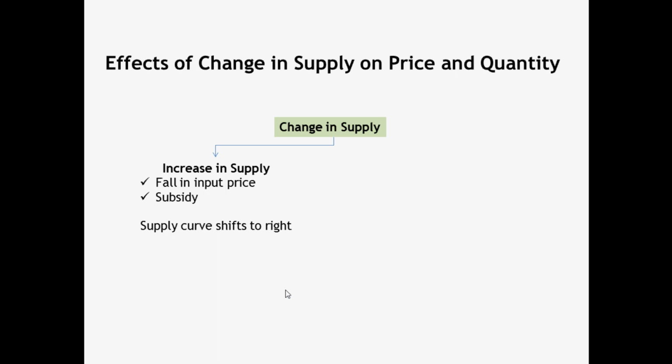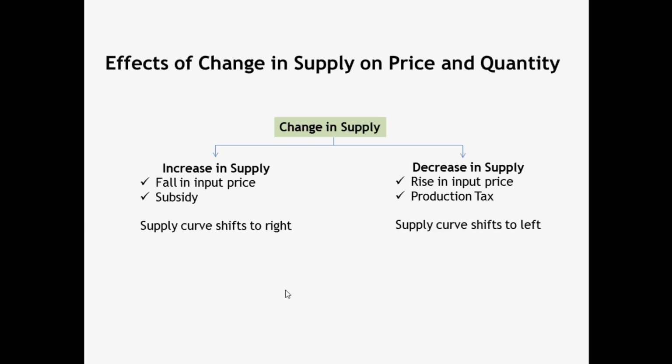Another type of change in supply is decrease in supply. When there is a fall in supply due to the change in other determinants of supply at a given price, it is called decrease in supply. Decrease in supply may occur due to the rise in input price or imposition of production tax on the producer by the government. Due to decrease in supply, supply curve shifts to the left.